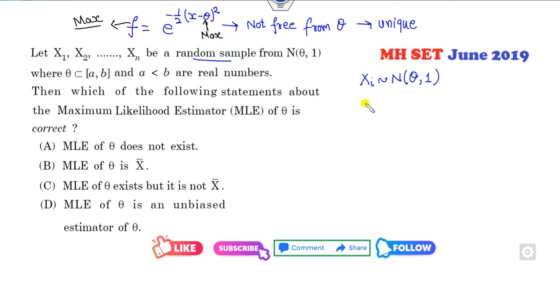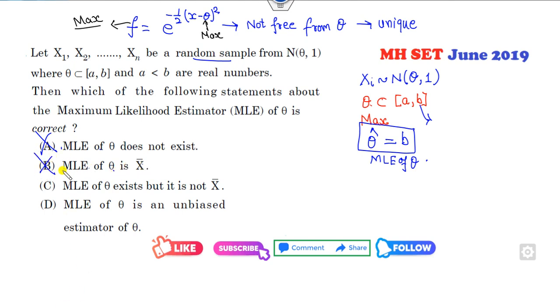Now again, theta is a part of the interval a comma b. So when will it be the maximum? When theta will be b. So that means theta cap is my b. So that is my MLE of theta. So MLE of theta does not exist, cancel out. MLE of theta is x bar, that is wrong.